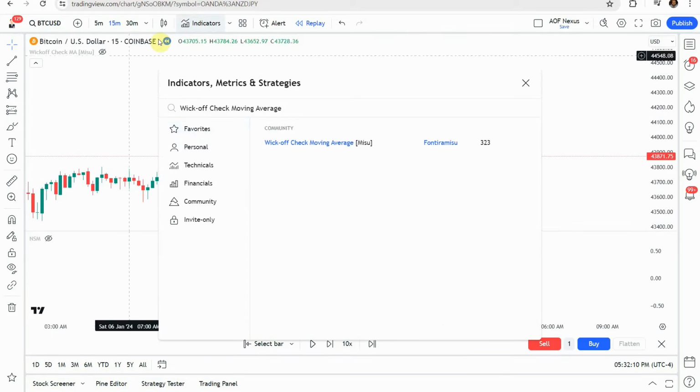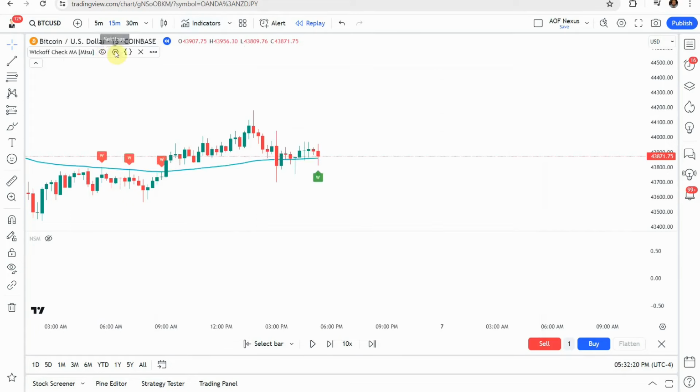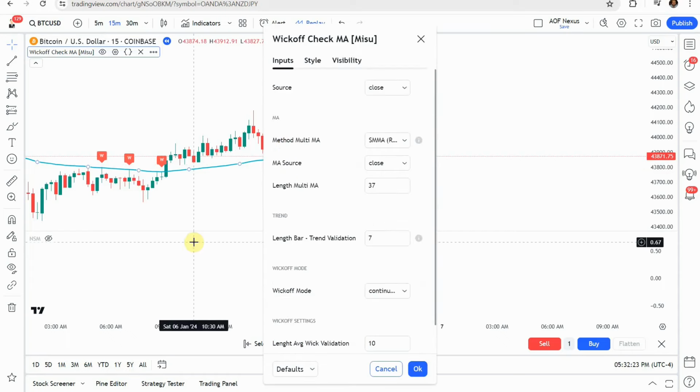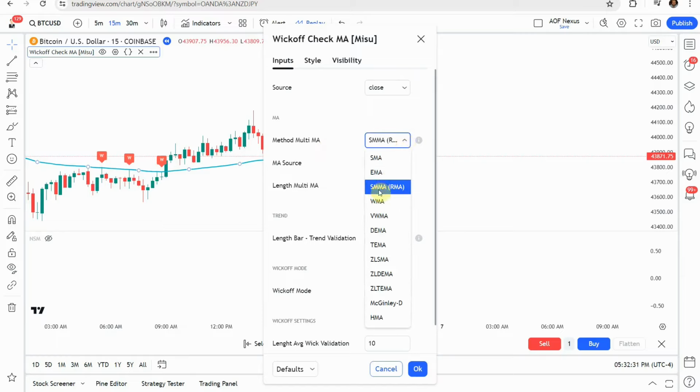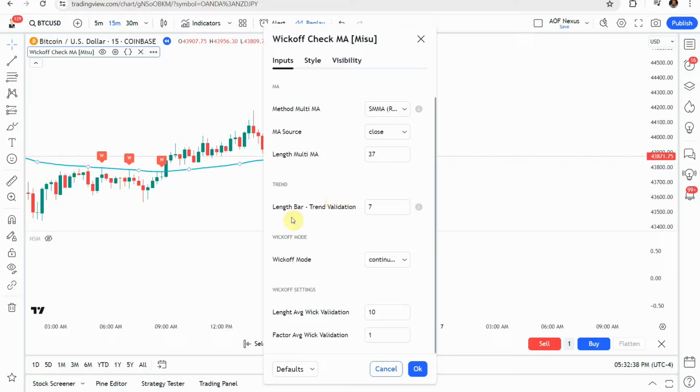The first indicator we will add to the screen is going to be the Wyckoff check moving average. It's this one right here. Go ahead and add that to the screen, and we will jump into the settings on this one. And under the inputs here, the method multi-MA, you're going to switch that to the SMMA or the RMA indicator. And then you will scroll down to the length bar right here, and you're going to change that to 7. Go ahead and click OK.